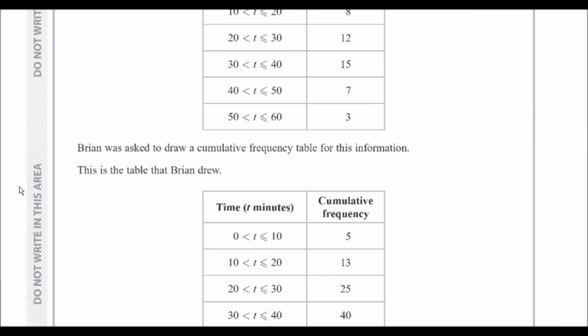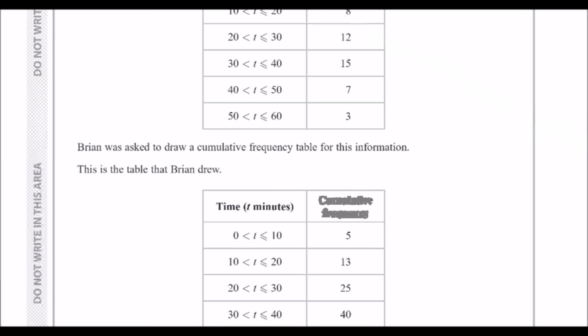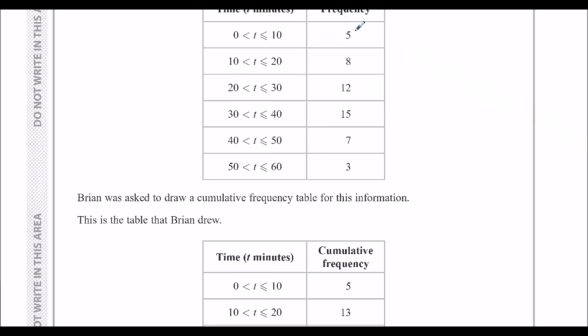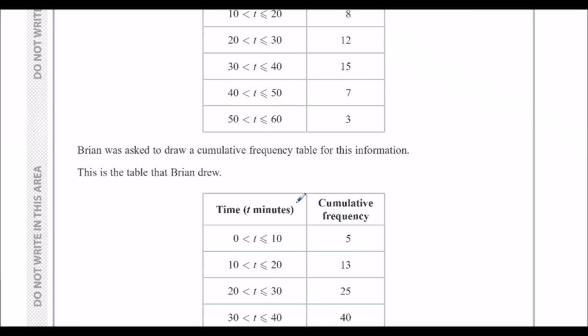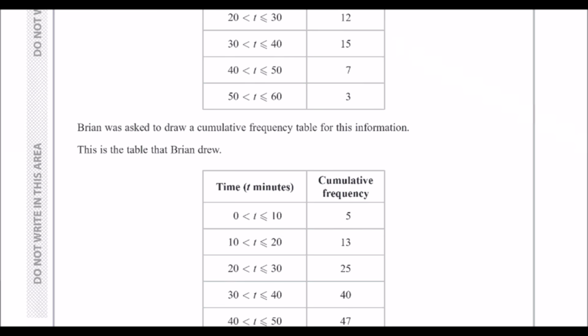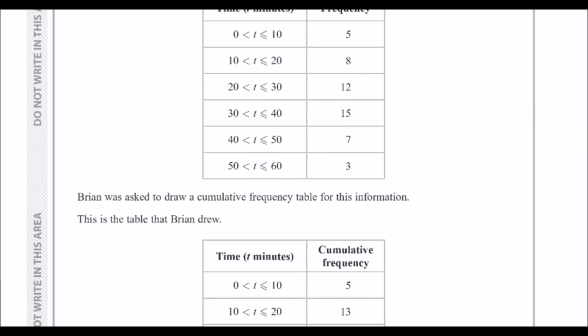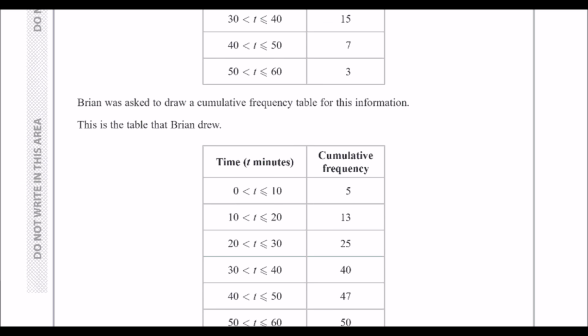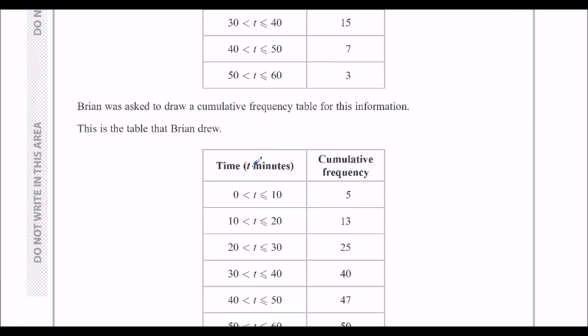So for cumulative frequency, we add up as we go along. So we start with 5, and then we add on 8 to get 13, and then we add on 12 to get 25. And he's done that. He's added up as he's gone along, and he's done it correctly. He ends up with 50 at the bottom. But what he hasn't done, he hasn't changed his groups.